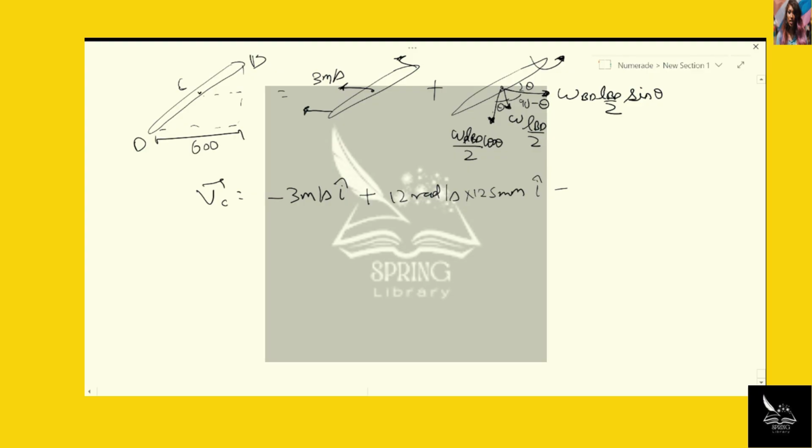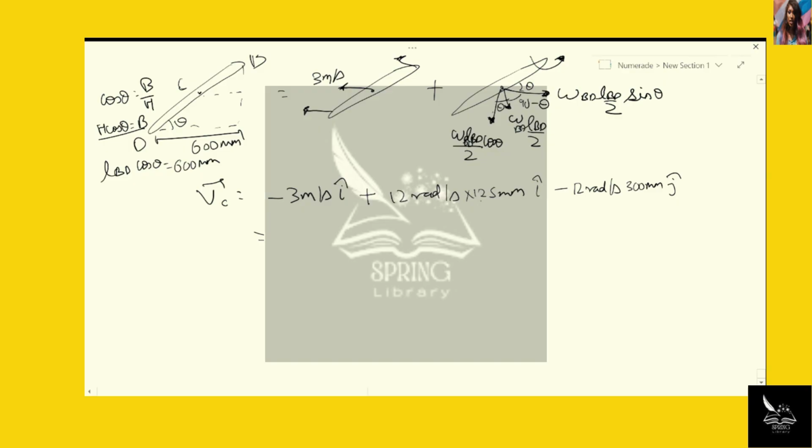So I already told you that this distance was 600 millimeters. If this was theta, then LBD cos theta, since cos theta is base over hypotenuse, so hypotenuse times cos theta is going to be the base. So this will be 600 millimeters. So LBD cos theta over 2 will be 300 millimeters. So this will be minus 12 radians per second, omega BD, LBD cos theta over 2, which is 300 millimeters, times j.